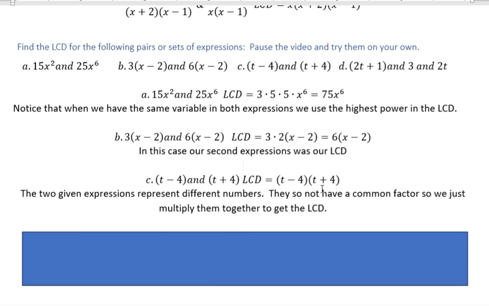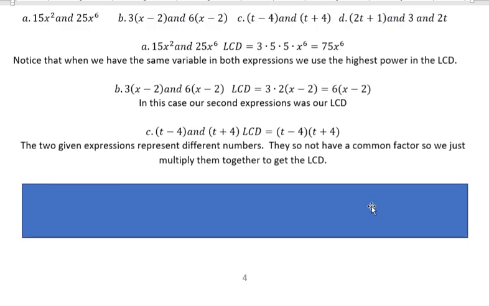In C, we had two distinctly different terms, t minus 4 and t plus 4. So when we have two different terms, totally different numbers, we then multiply them together. So we would just multiply those two things together to get the LCD.